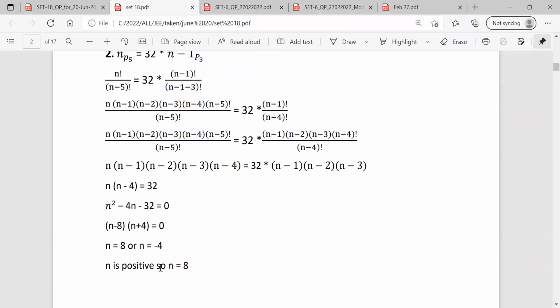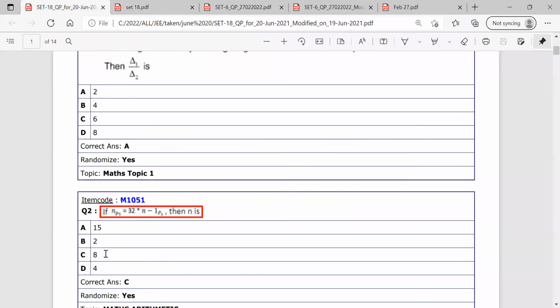So now checking which one is positive. It is positive for n equal to 8. So here the correct answer is option C.